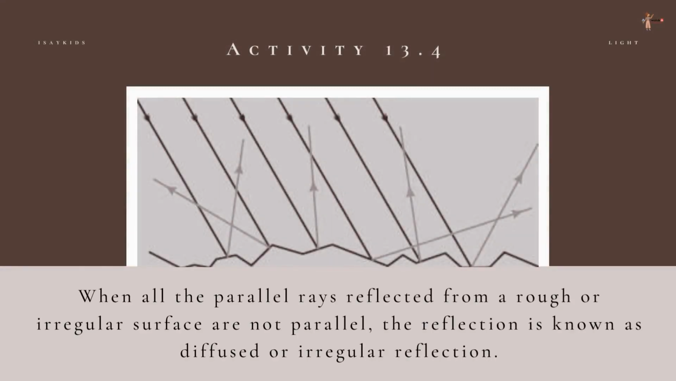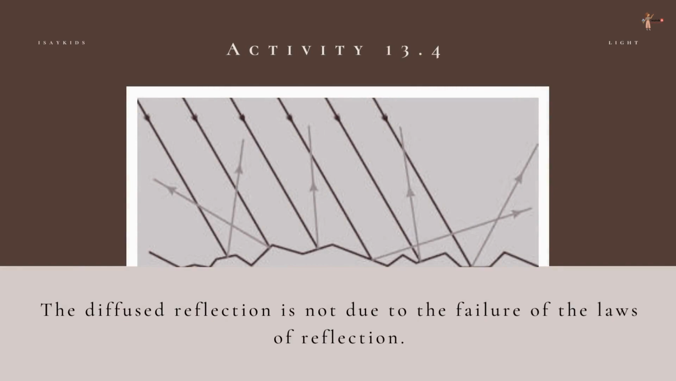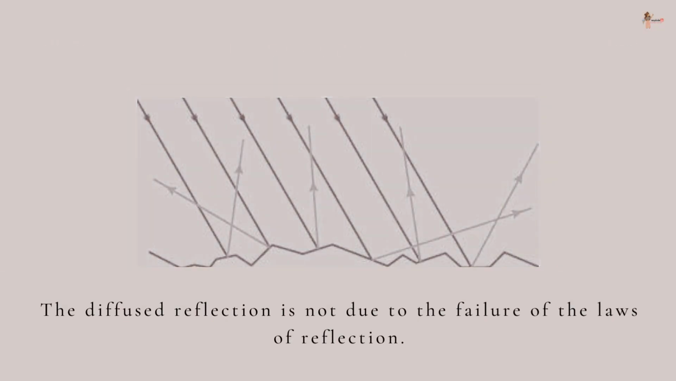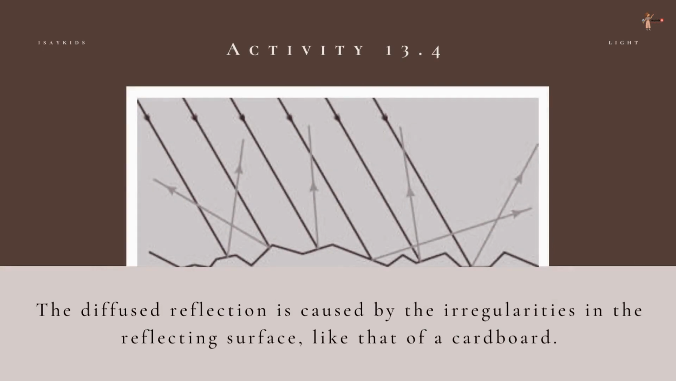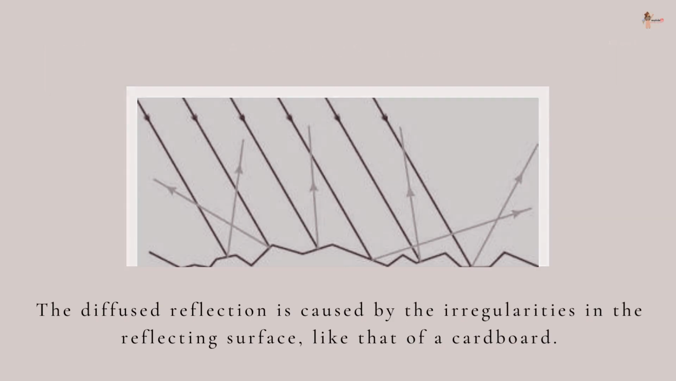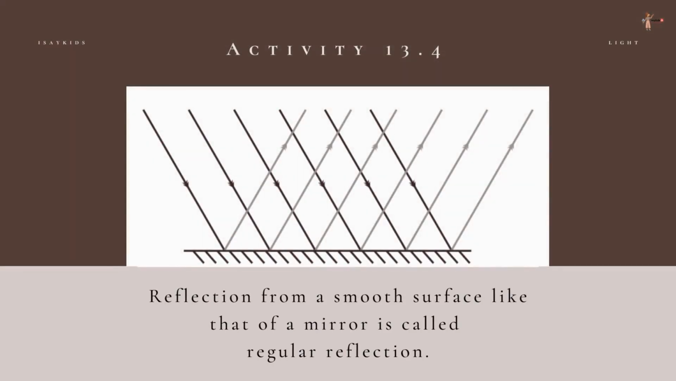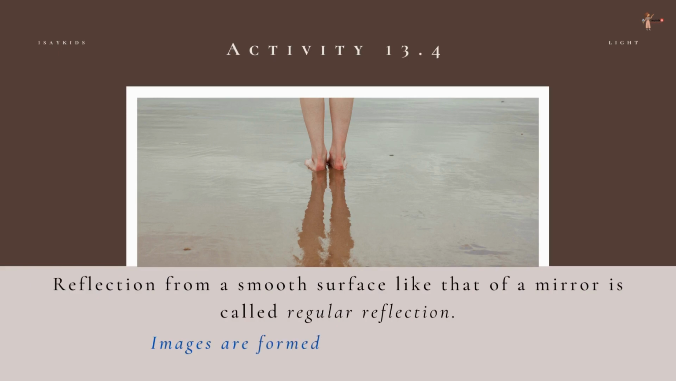When all the parallel rays reflected from a rough or irregular surface are not parallel, the reflection is known as diffused or irregular reflection. Remember that diffused reflection is not due to the failure of the laws of reflection. It is caused by the irregularities in the reflecting surface, like that of a cardboard. On the other hand, reflection from a smooth surface, like that of a mirror, is called regular reflection. Images are formed by regular reflection. Interesting, no?